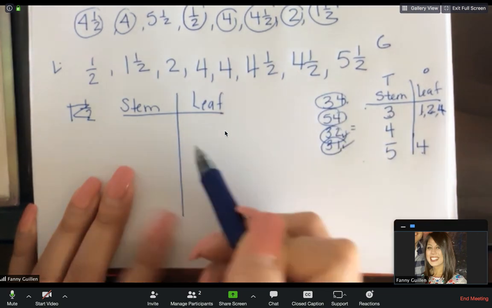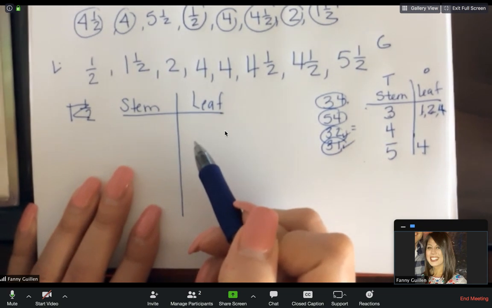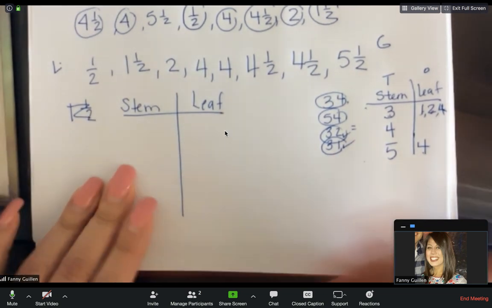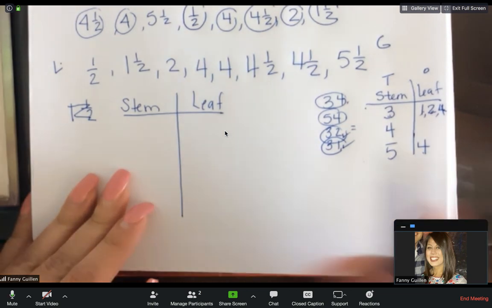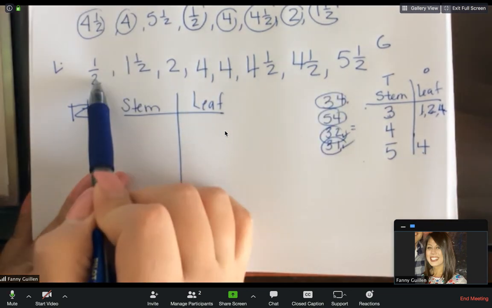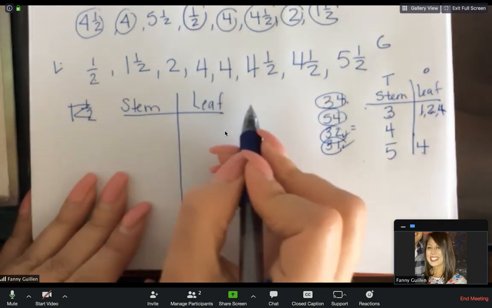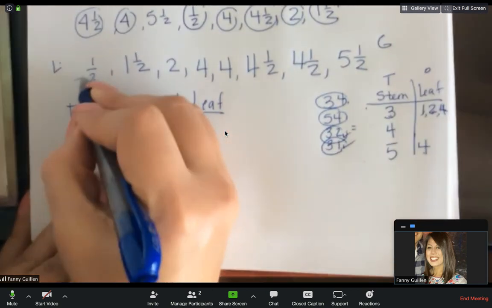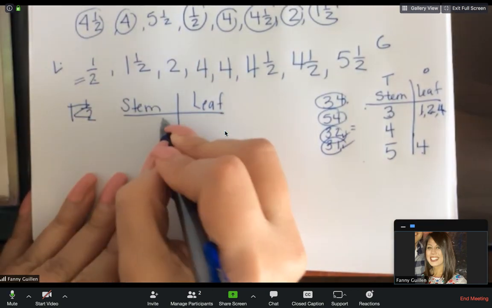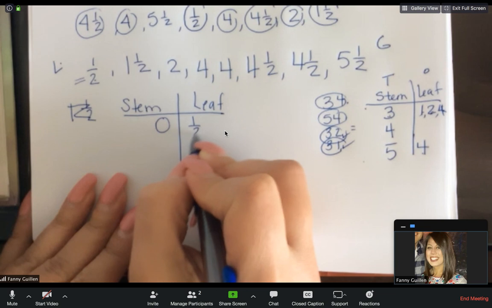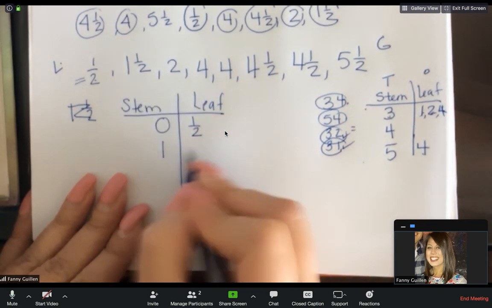Right? Same thing over here, but this time we're using fractions. So I'm going to start off with my lowest one, right? And my lowest one, if you go back to the question, is 1/2. So 1/2 does not have a whole number in front, so it's going to be a 0. And I'm going to put 1/2. And then it was 1.5, so 1.5.